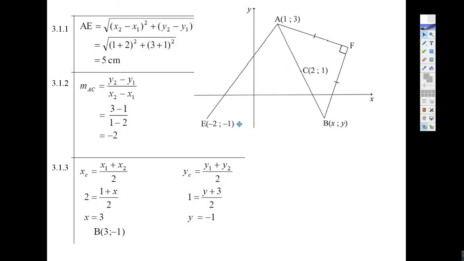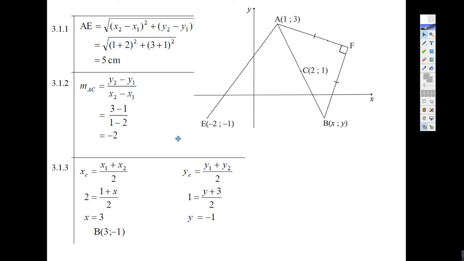So all you do is put it in the distance formula. It doesn't matter which one you start with, but you can start with this one right here. 1 minus -2 makes a nice 1 plus 2. 3 minus -1 makes a nice 3 plus 1 for the change in y. Well, that's 3 squared, that's 4 squared. Oh, that's a famous Pythagorean triple, that equals 25. So the distance AE is 5 centimeters. Hey, that's kind of nice.